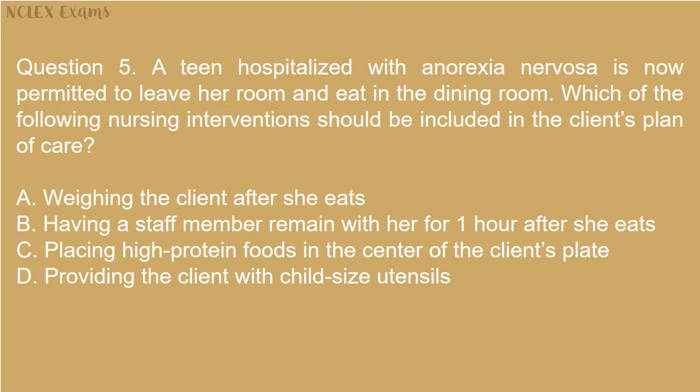Question 5. An 18-year-old hospitalized with anorexia nervosa is now permitted to leave her room and eat in the dining room. Which of the following nursing interventions should be included in the client's plan of care? A. Weighing the client after she eats. B. Having a staff member remain with her for 1 hour after she eats. C. Placing high-protein foods in the center of the client's plate. D. Providing the client with child-size utensils.